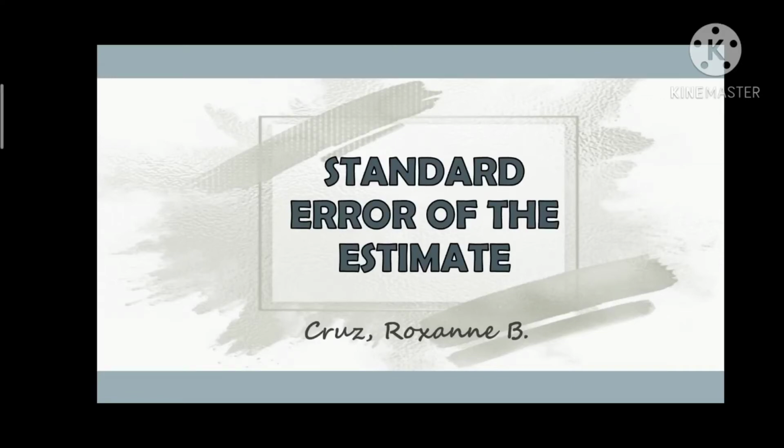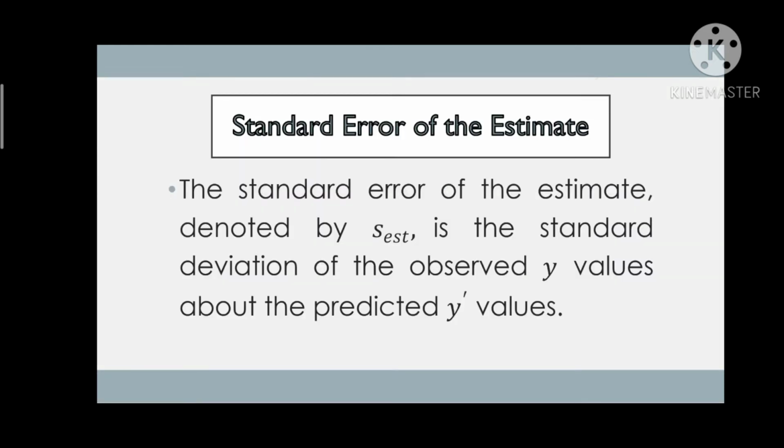I will discuss the standard error of the estimate and the prediction interval. Let's define first what is standard error of the estimate. The standard error of the estimate, denoted by S sub EST, is the standard deviation of the observed y values about the predicted y prime values.